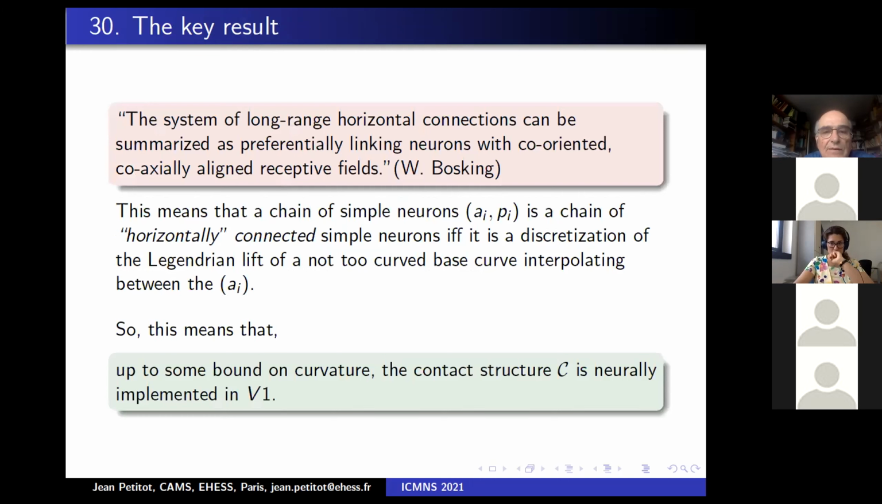Here is a quotation of William Bosking, an eminent specialist of these questions. The system of long-range horizontal connections can be summarized as preferentially linking neurons with co-oriented, co-axially aligned receptive fields. This means that the chain of simple neurons (a_i, p_i) is a chain of horizontally connected simple neurons if and only if it is a discretization of the Legendrian lift of a not too curved base curve interpolating between the a_i. And so this means that up to some bound on curvature, the contact structure C is neurophysiologically implemented in V1.